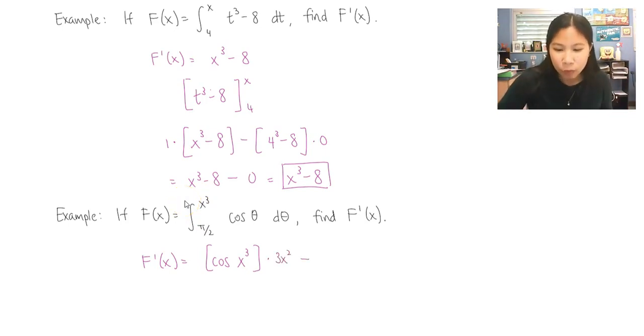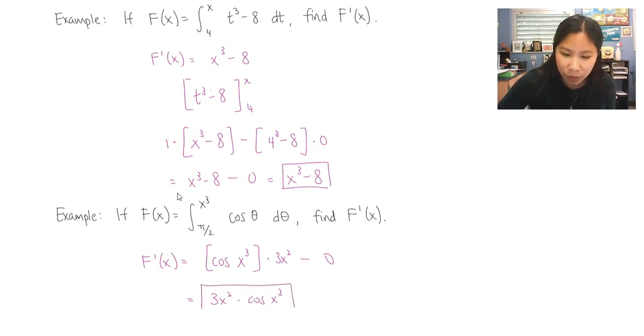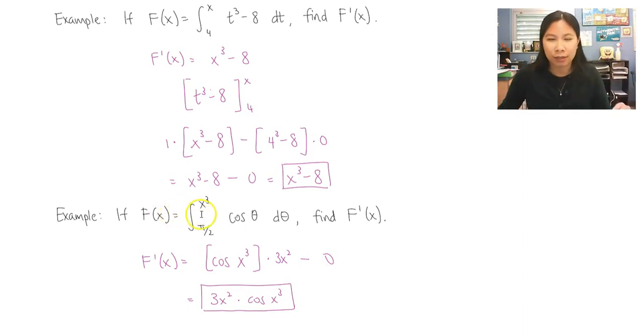And then when we subtract, because the pi over 2 is just a constant, the derivative of pi over 2 would just be 0 times the cosine of plugging in pi over 2. So really I'm just subtracting 0. That part doesn't matter. So my final answer ends up being 3x squared times cosine of x cubed. So things just get a little bit more complicated when you have an endpoint that's not just x. If you have x cubed or something else, then you also have to find the derivative of it.